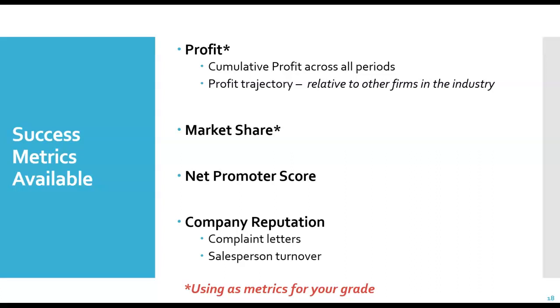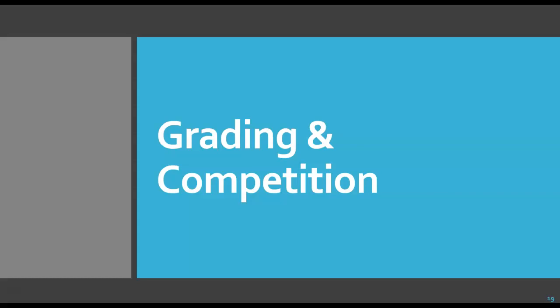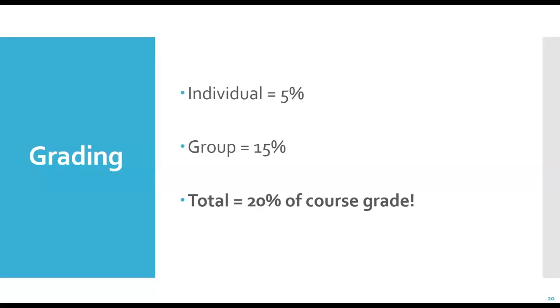What we're going to use for your overall group grade is profit and market share. So what about this grading? Okay, so your individual grade is going to be 5%. Your group grade is 15%. Your individual grade is a matter of you made a decision for that quarter or you did not.